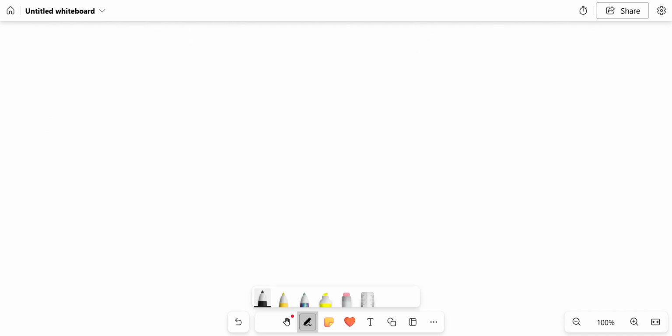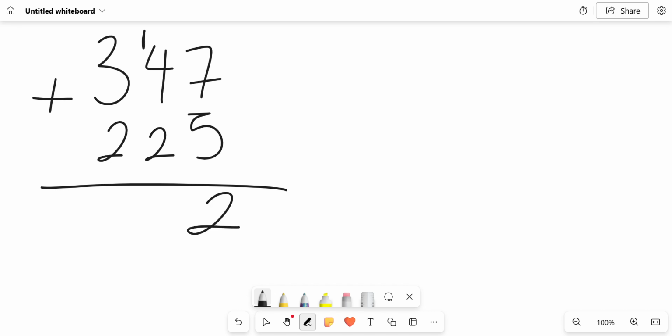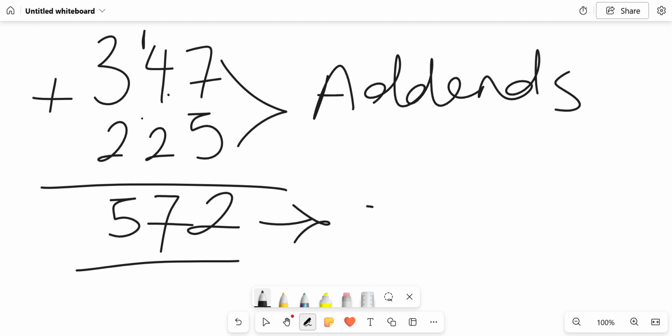Okay, moving forward. Now, if you were to add larger numbers, for example, 347 and 225. So we'll put a plus sign here. So 7 plus 5 is a 12. So write our 2 here and carry the 1 here. And that will be a 1 plus this 4, that's a 5, plus this 2, that's a 7. So write that here. And the 3 plus 2 is 5. So these two are the addends, while this is the sum. And I hope we are getting it.